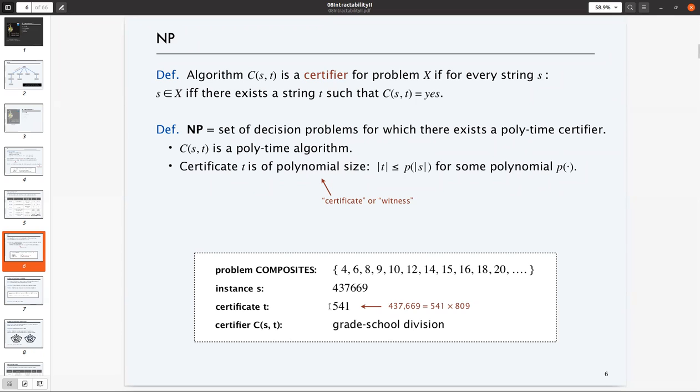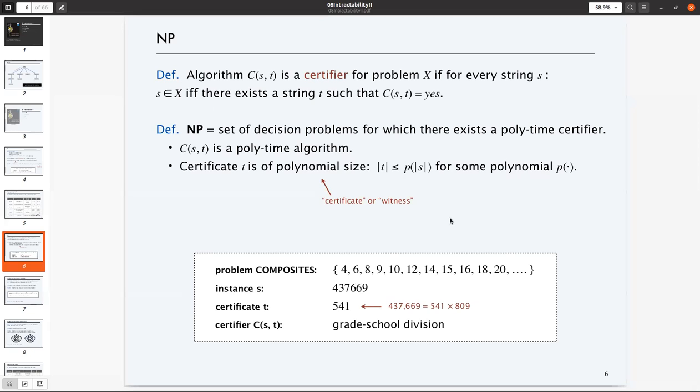Now the idea of a certificate, or of verifying something, may be a little bit confusing. So let us look at a problem. Suppose you have the problem that you want to check if some number is composite or not. Is the problem clear? So what will be the input to that problem? The number. Yeah, right. So the input will be some number.